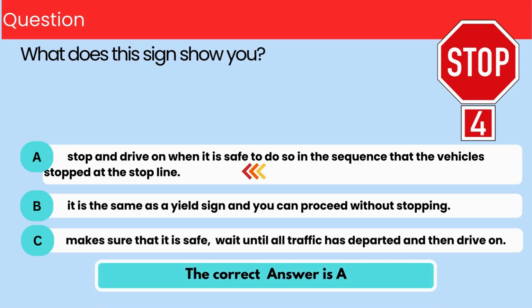This sign, known as a four-way stop, is found at intersections to bring traffic from all 4 directions to a stop. Drivers must bring their vehicles to a complete standstill behind the stop line, or if there is no stop line, in line with the stop sign. Vehicles may proceed only when it is safe to do so in the sequence that the vehicle stopped at the stop line.